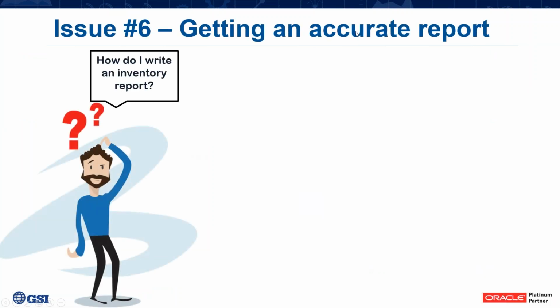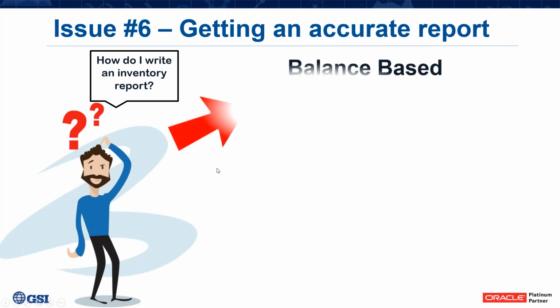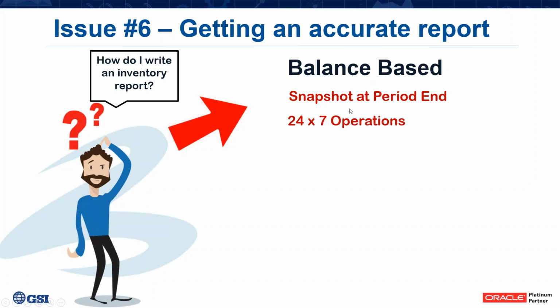And finally, how do I get an accurate inventory report out of JD Edwards? Well, there are two choices, two ways I could go about it. First is what I'll call a balance-based report. All that is, I take a snapshot at the end of the period. This report that I'm running, be it the Edwards report or one that I've developed internally, will just go out and say, give me all my items, all the costs, all the quantities, let me do the math, and I have a total. Simple, straightforward, based off the balance table.